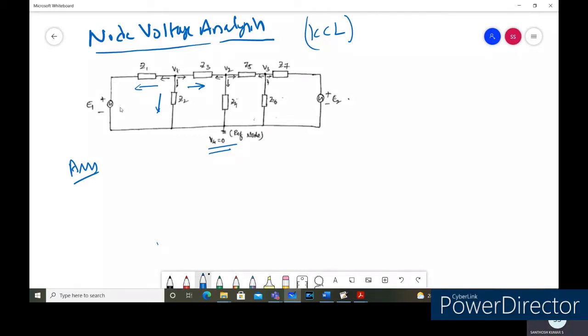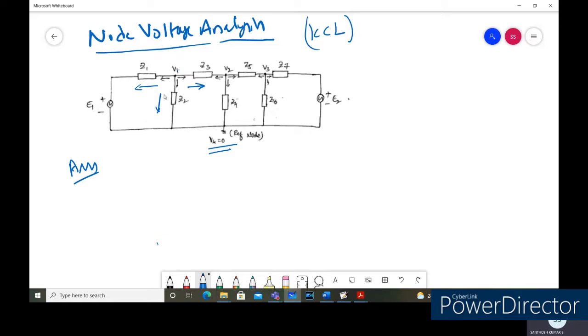If any voltage source is there, the difference will be taken and divided by the resistance as per Ohm's law, that is I is equal to V by R. We are going to apply that concept and find out the corresponding values here.